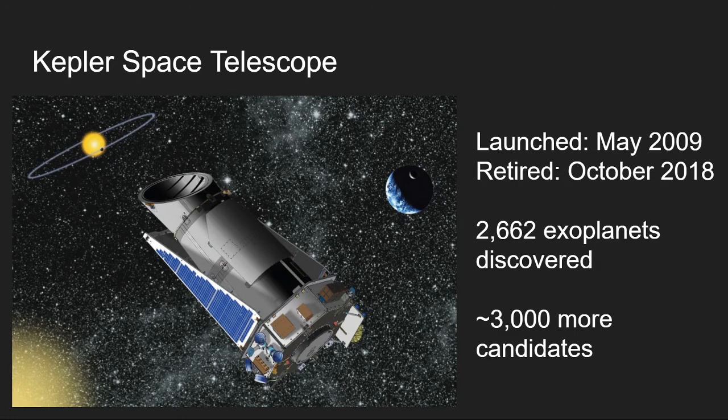So this launched in, oops, my slides are incorrect. It's March of 2009, not May, and worked for about 9 years before it was retired in 2018. The Kepler Space Telescope, when it was launched, was actually the largest telescope put into space at the time it was launched. Its mirror is about 55 inches in diameter.